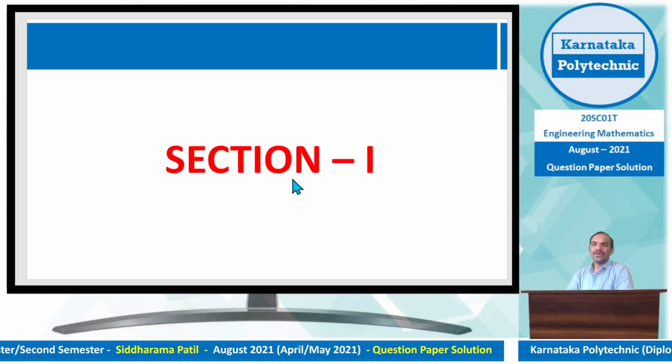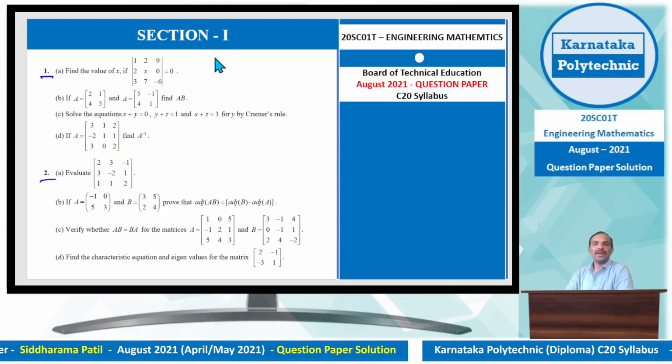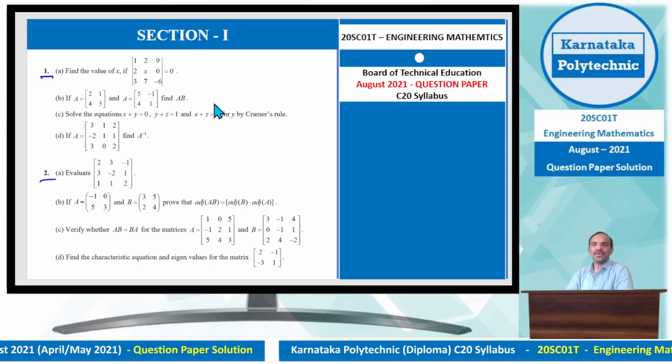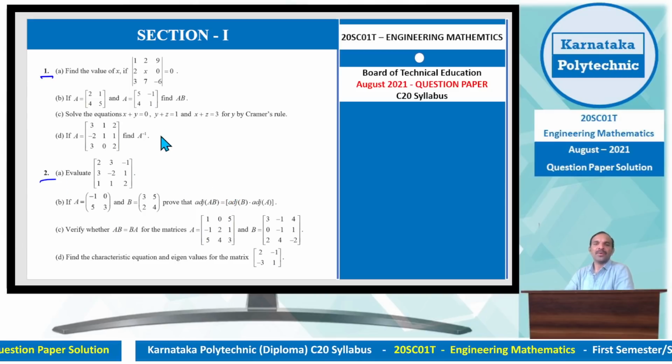Now coming to section 1. Section 1 has a total of 2 questions. In the first question there are 4 sub-questions, and the second question also has 4 sub-questions. Now we are going to see them one by one.